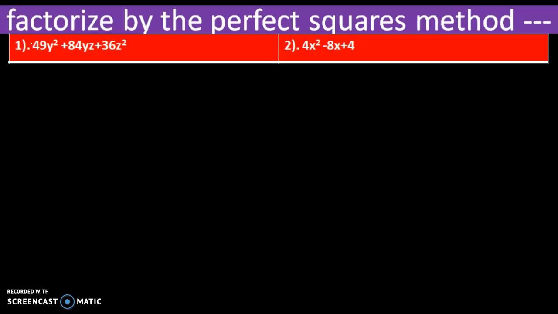So now students, first thing, let us move towards our question. So our first question is 49 y square plus 84 yz plus 36 z square.